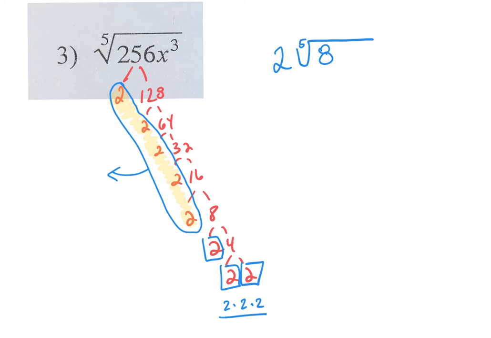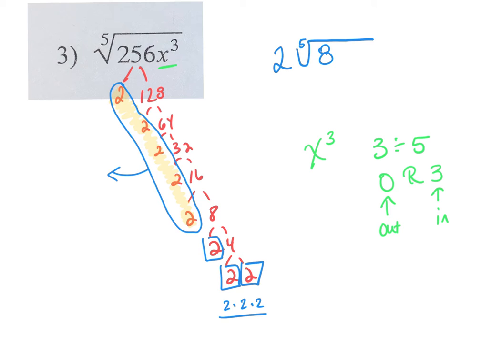Now let's look at the variable, this x cubed. Remember, we can do our division method with this. 3 divided by 5 is 0 with a remainder of 3. This tells you what comes out. This tells you how many stay in. How many x's come out? None. So all of them stay in.